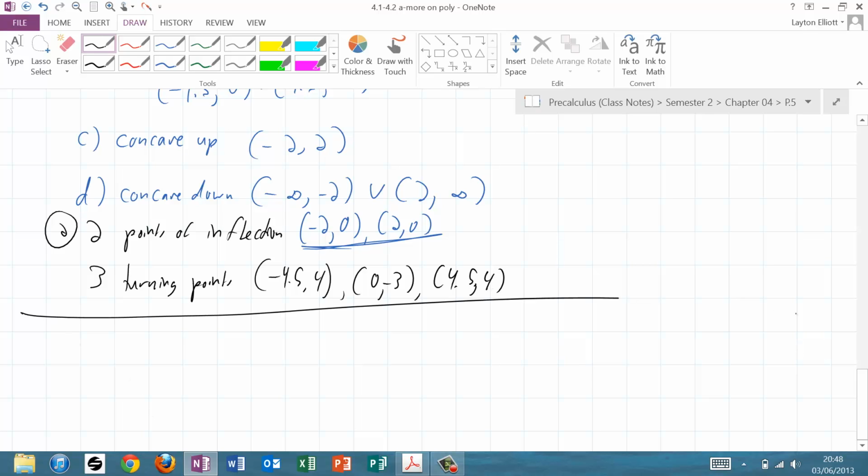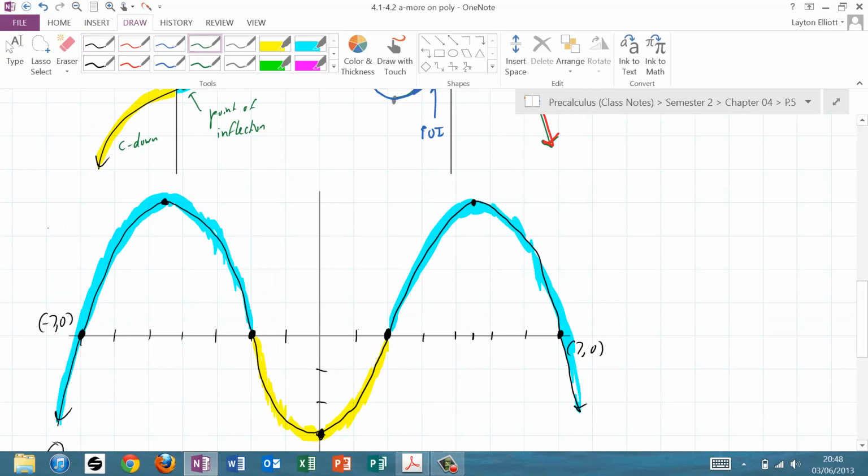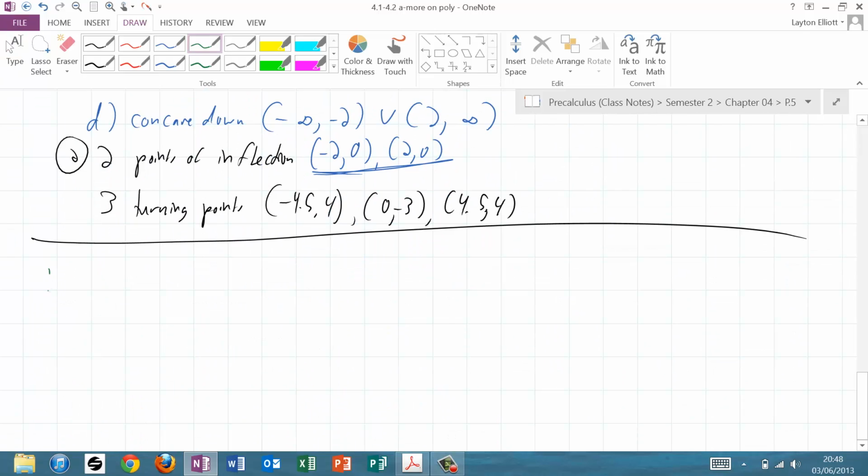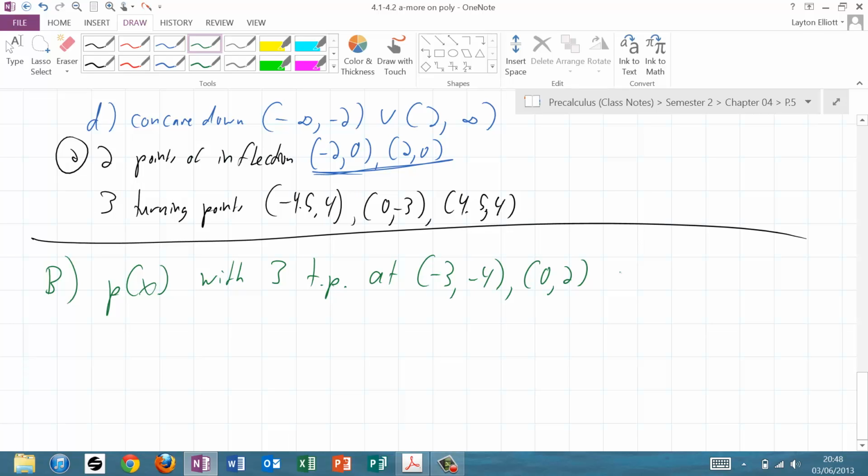So, okay, let's end that one. Let's do another one. Let's give that a letter. Let's call that A. So then we're going to go to the next one. We'll call this B. I'm going to give a polynomial p of x with 3 turning points at negative 3, negative 4, 0, 2, and positive 3, negative 4. And also with 2 points of inflection at negative 1, 0, and 1, 0.